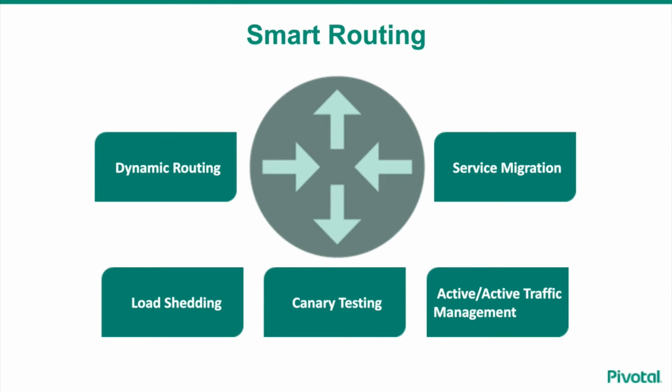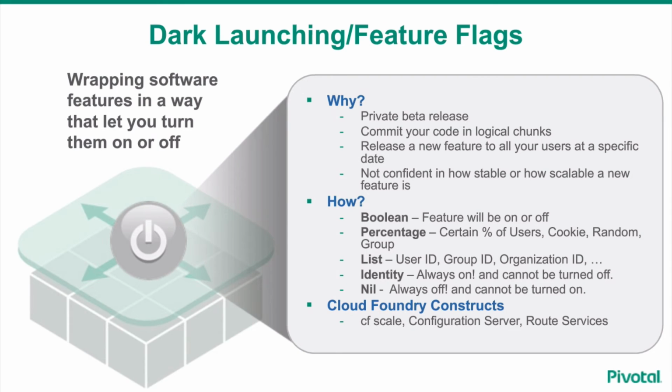Dark launching and feature flags. This is a technique where newer features are introduced in the code base by creating logical switches in the application that allow you to turn the feature and function on and off at runtime, right? So this gives you a way to do continuous delivery with least amount of risk.